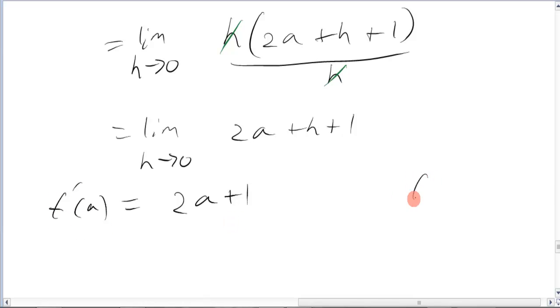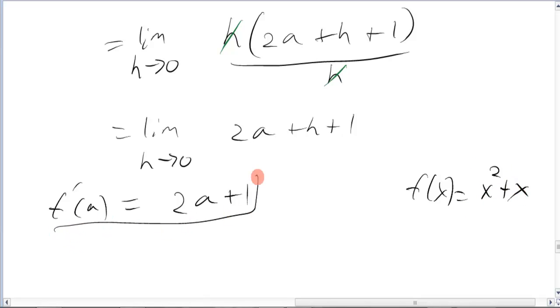Well, if you remember, our original function f of x was x squared plus x. So what I was talking about at the end of the class was, well, we'll get back to that. The original function was x squared plus x, so this function over here is describing the slope at any given point.